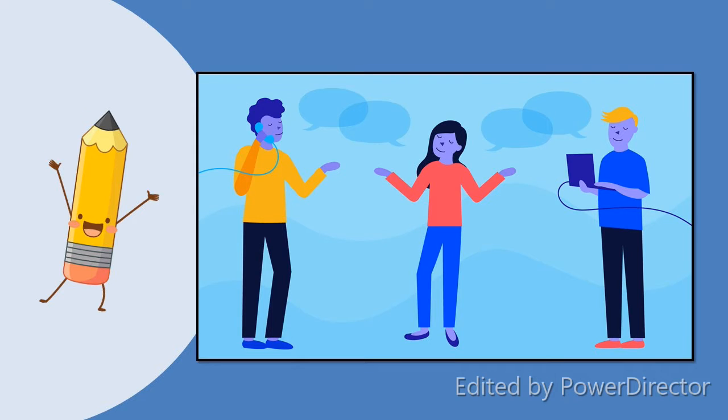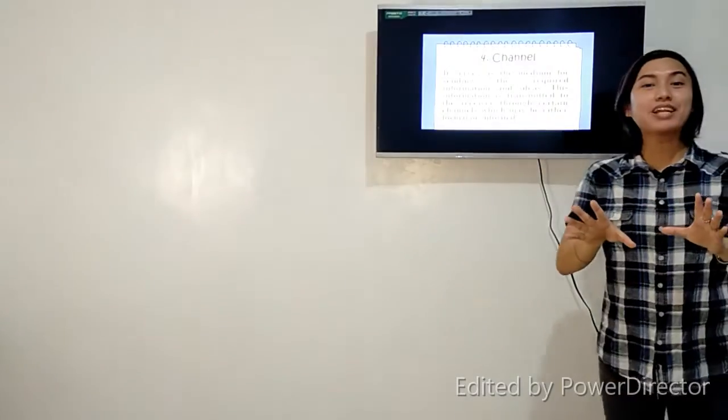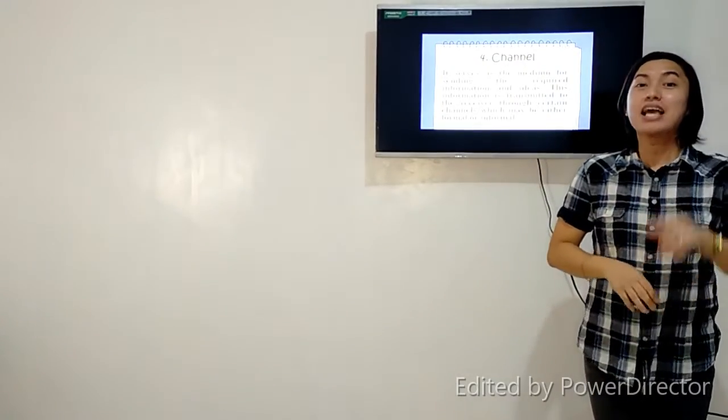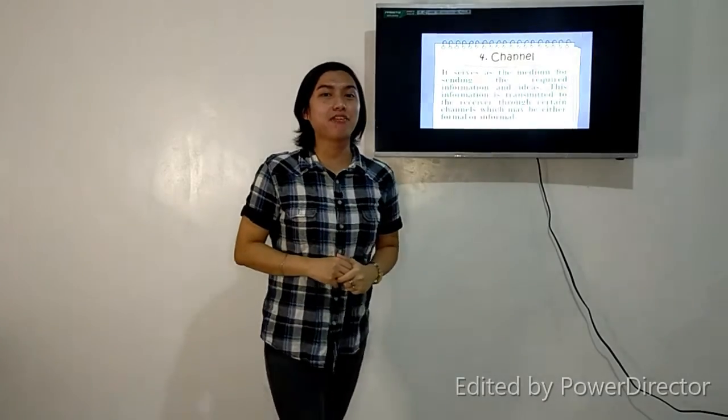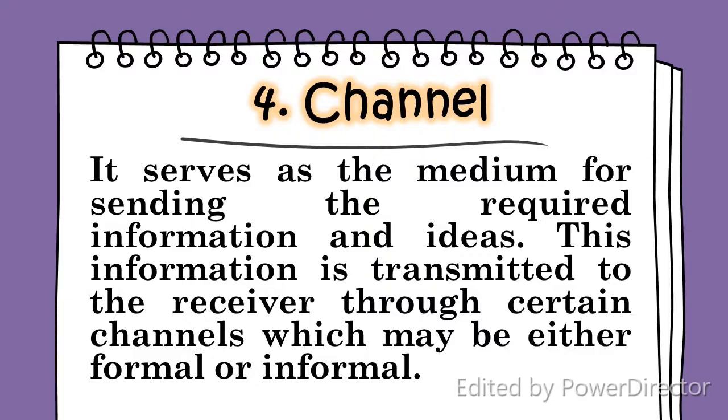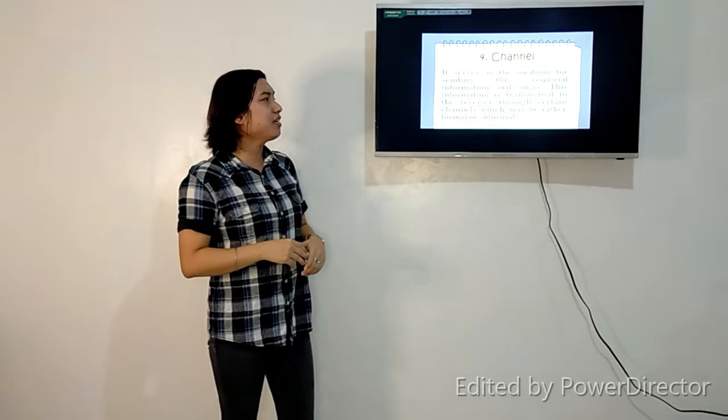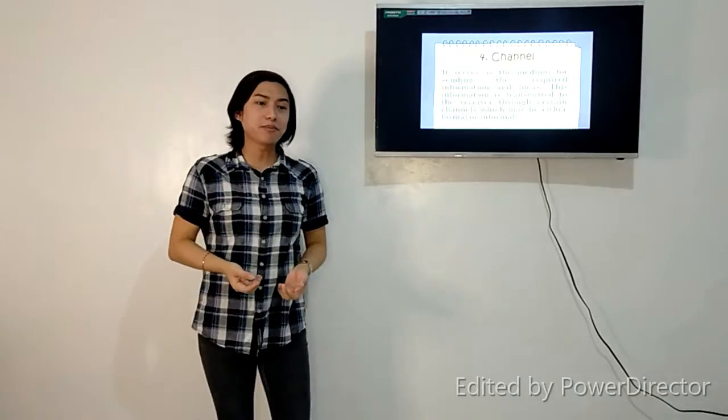The sender can create a text message through the use of his or her mobile phone. He can post a status on Facebook, post a video on YouTube or TikTok, or even create images or pictures just to send it to the receiver. Once the message has been encoded, it will go through a channel. Channel is the fourth element of communication, which means that it serves as the medium for sending the required information and ideas. This information is transmitted to the receiver through certain channels which may be either formal or informal.